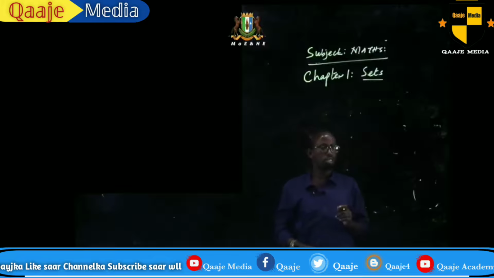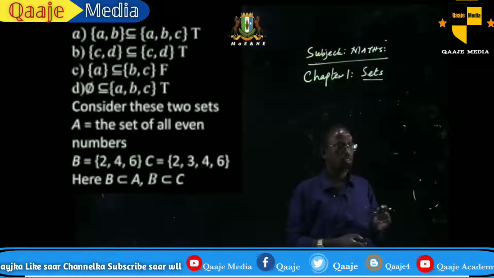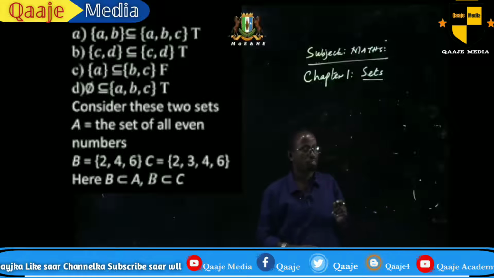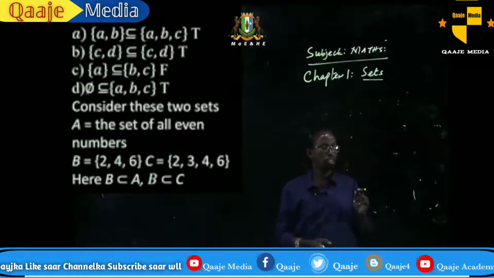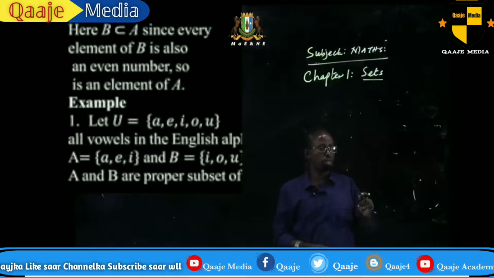Consider these two sets. A is the set of all even numbers. B, we have 2, 4, 6. C, we have 2, 3, 4, and 6. Here, B is a proper subset of A, and also B is a proper subset of C.